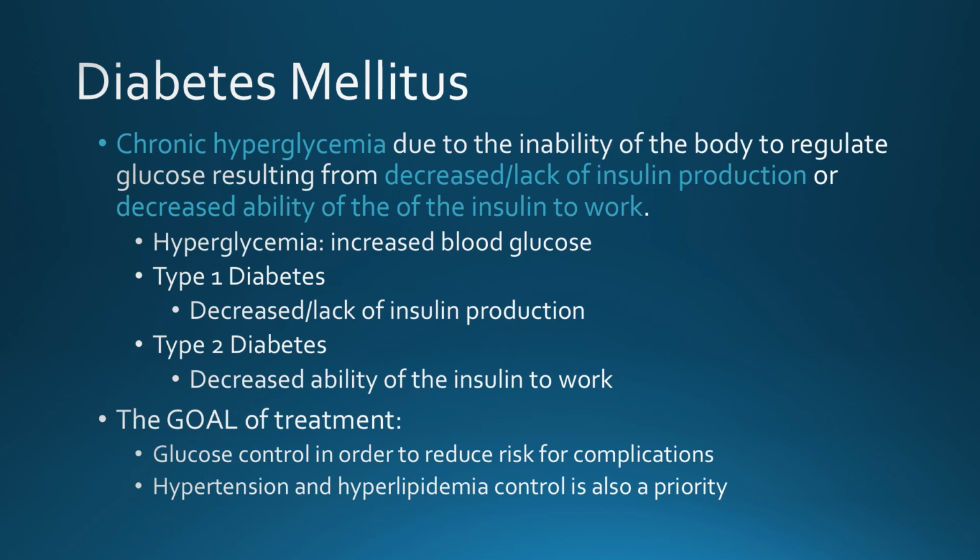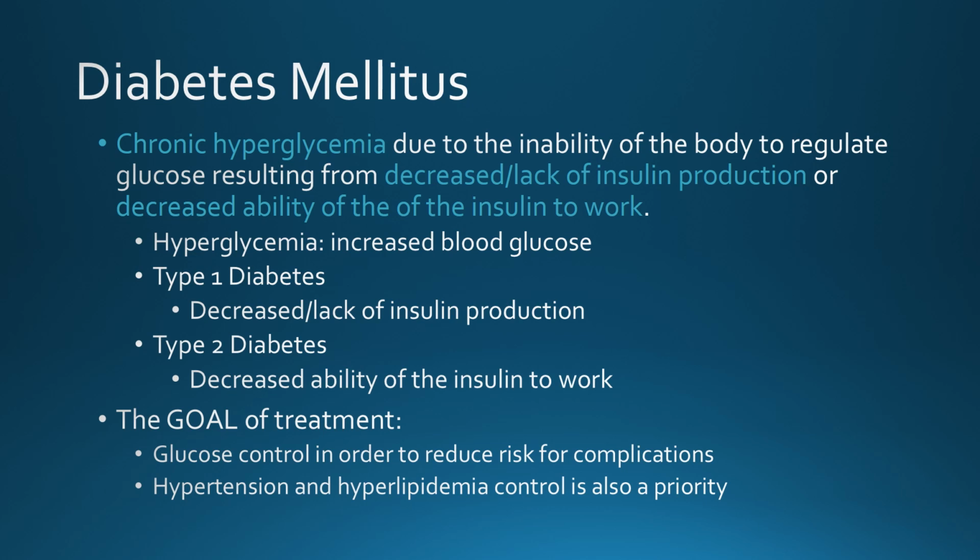We consider normal blood glucose levels to be 70 to 110. Again, different facilities will have different normal ranges, but 70 to 110 is pretty standard, is normal. So hyperglycemia would be a blood glucose level greater than 110 or 120.